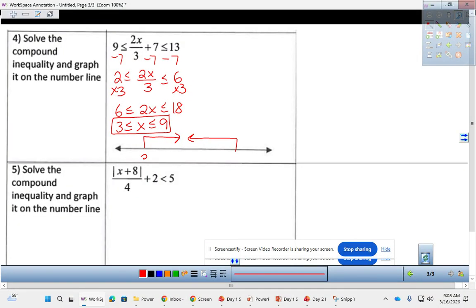Now I know that this number is 3 and this number is 9. Open or close circles? Closed. When you have this line here, you have closed.